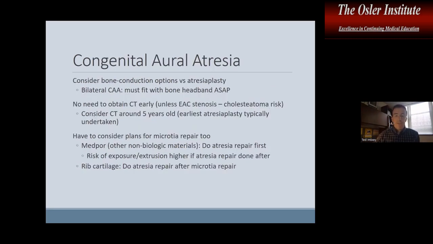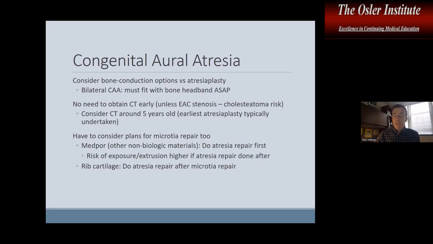So some other things to consider with aural atresia. If there is bilateral aural atresia, you certainly should fit with some form of a bone conductor on a headband as soon as possible to make sure they're getting some sound conduction to the inner ears during that critical speech and language period.